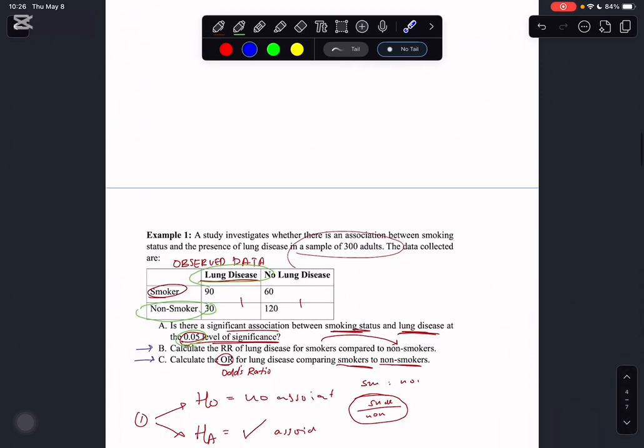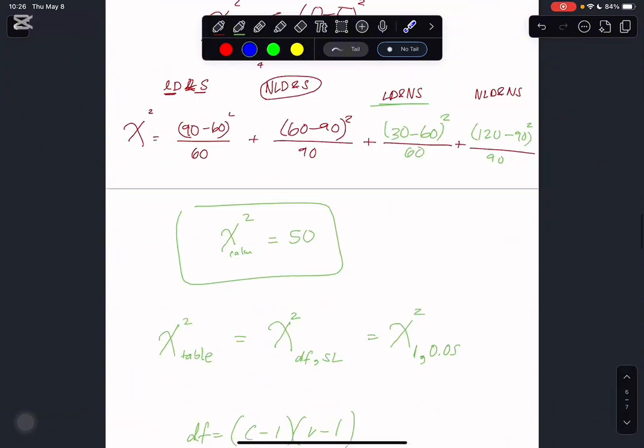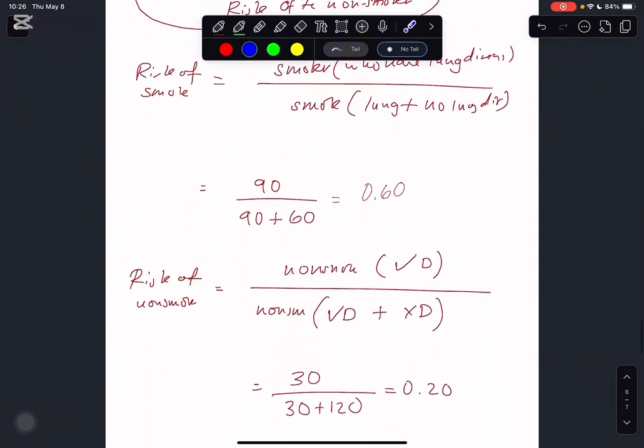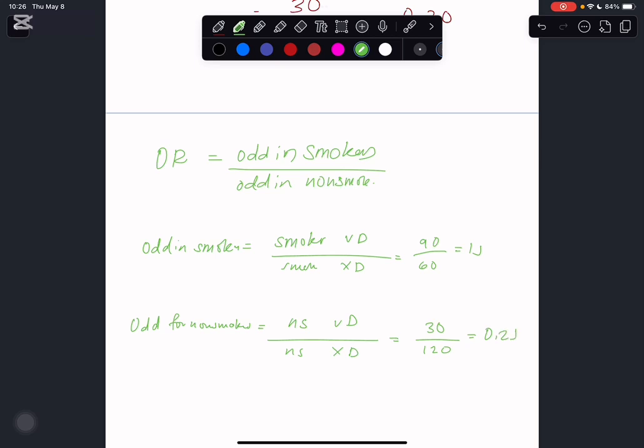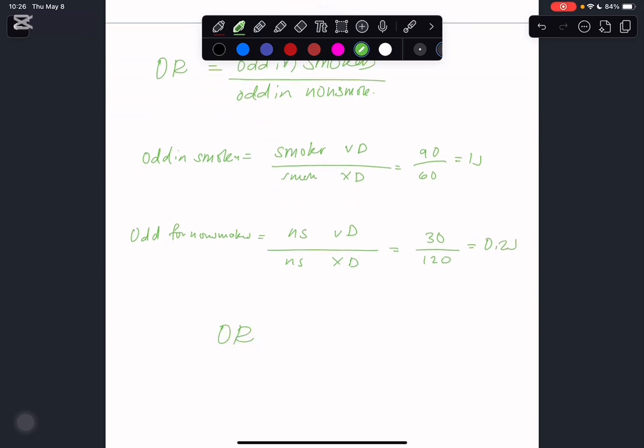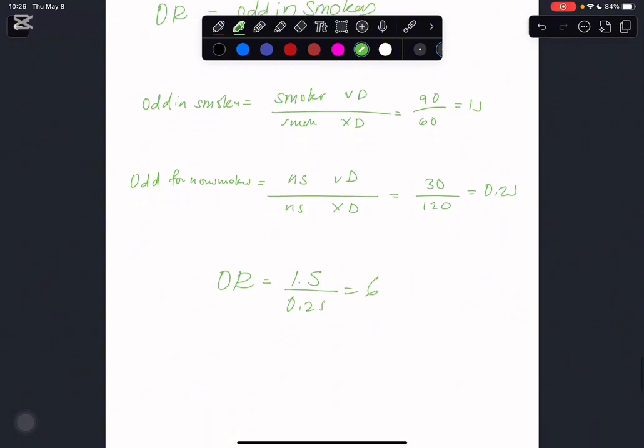The smokers that have the disease are 90. Okay, the smokers that don't have the disease are 60. عشان كذا سوينا 90 over 60. The non-smokers that have the disease كانوا 30 وال non-smokers that did not have the disease were 120. Again بس الحين plug بيطلع 0.25. So the odds ratio is basically 1.5 over 0.25 بيطلع لنا 6. So the odds of having a lung disease is 6 times higher for smokers than non-smokers.